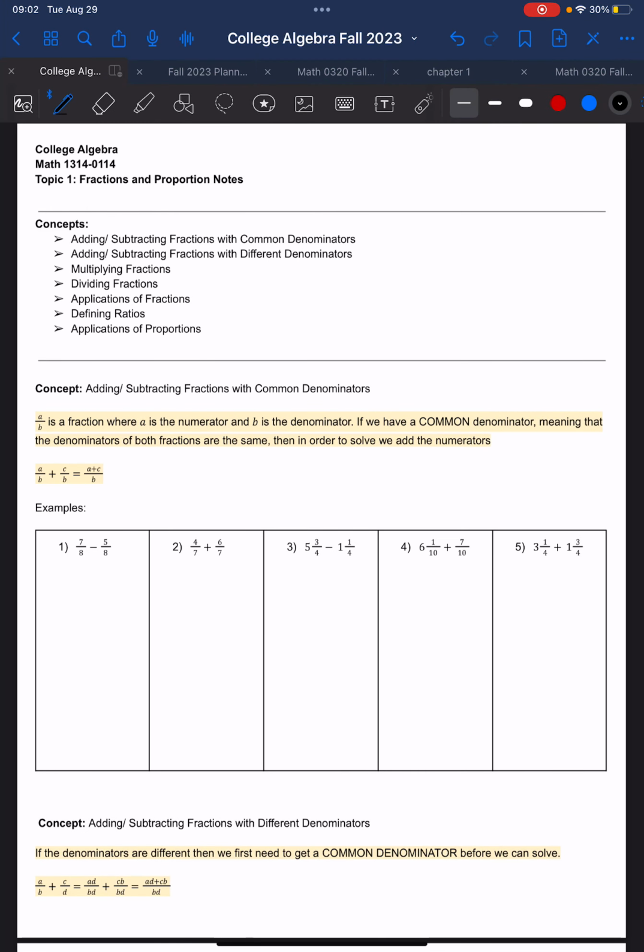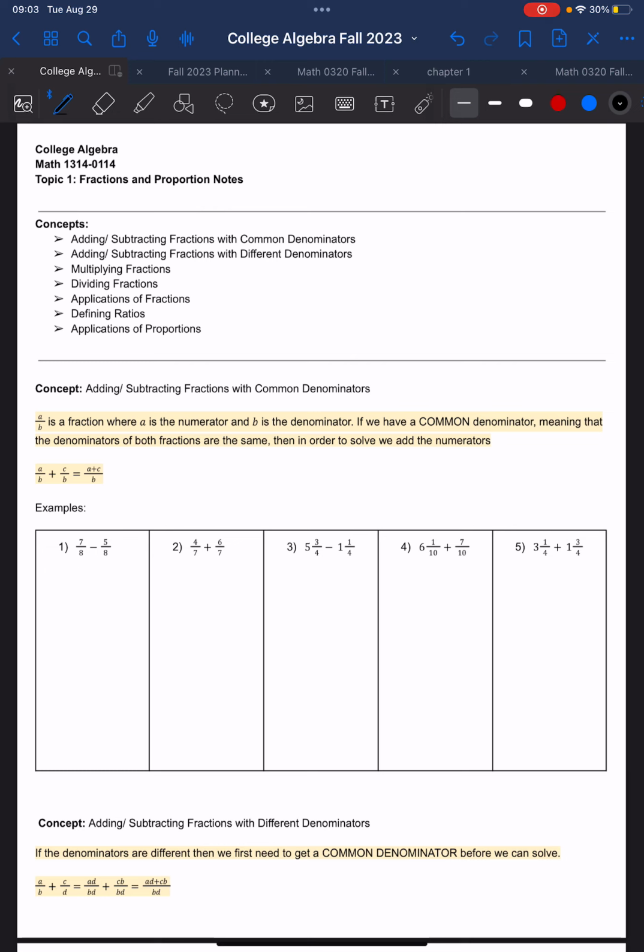Okay, so this is for College Algebra Math 13-14, Topic 1, Fractions and Proportions. So the concepts we're going to go through are adding and subtracting fractions with common denominators, adding and subtracting fractions with different denominators, multiplying fractions, dividing fractions, looking at some applications of fractions, and then defining ratios, and then applications of proportions. Remember, anytime you see applications, that means we are working on a real-world word problem.